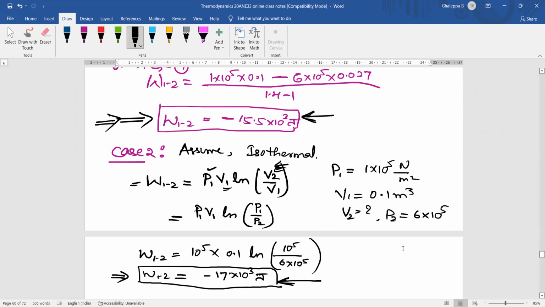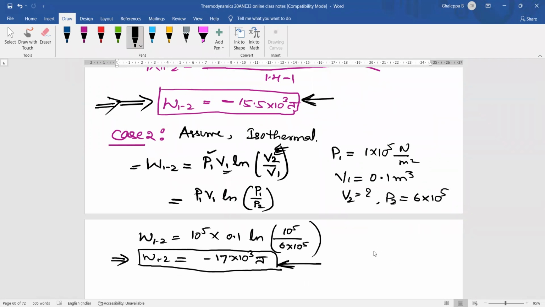Assume, my dear students, P2 is also not known. So I cannot use this equation. Is there any method to calculate using the same equation? In that case, you have to find out V2. How will you calculate V2? Sir, P1 V1 equals constant and P2 V2 is constant. Very good.